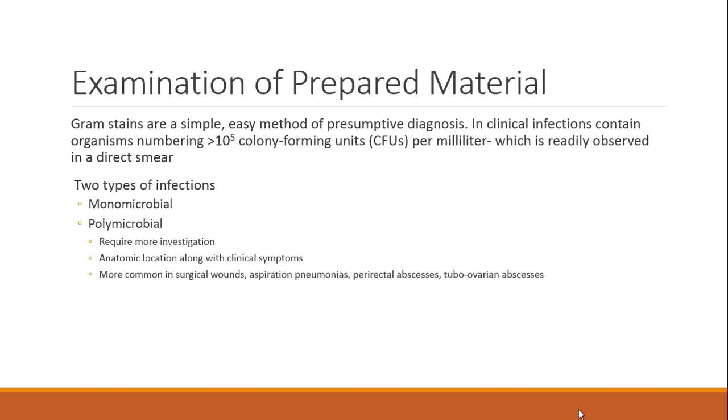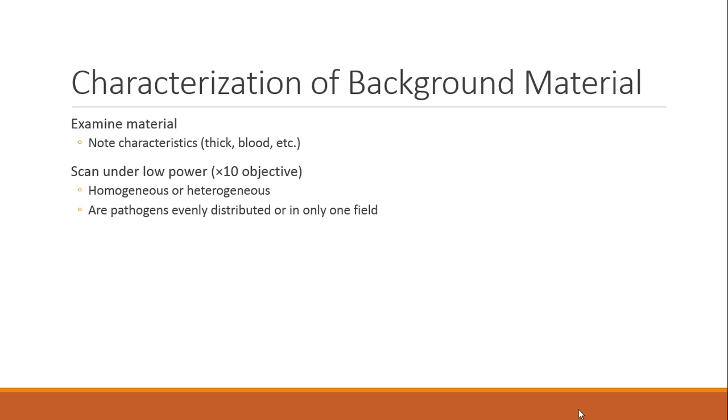Okay, there's 2 types of infections. We can have monomicrobial. What do you think that means? One organism is causing the infection, or you could have polymicrobial. And what do you think that means? Many organisms are causing the infection. So there are certain types of sites, commonly perirectal abscesses and anaerobic abscesses, those kinds of things, that will commonly have many types of pathogens present. Those are a little more difficult.